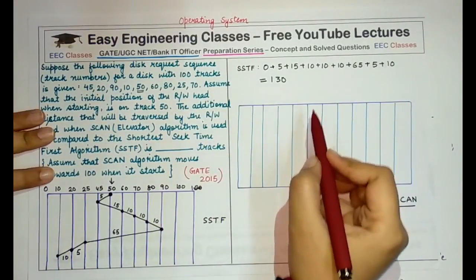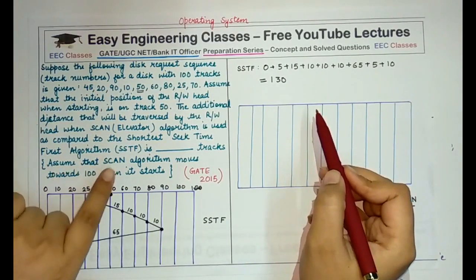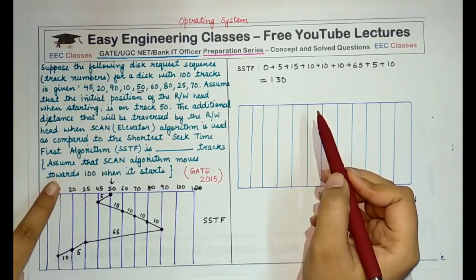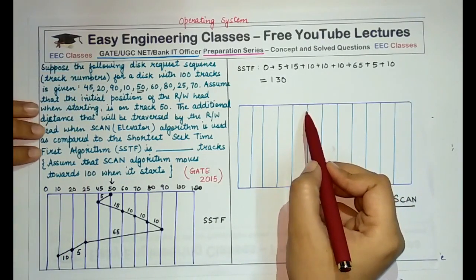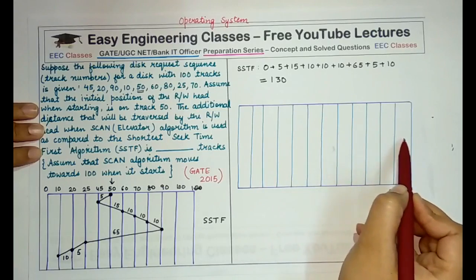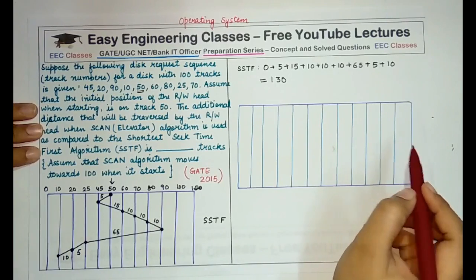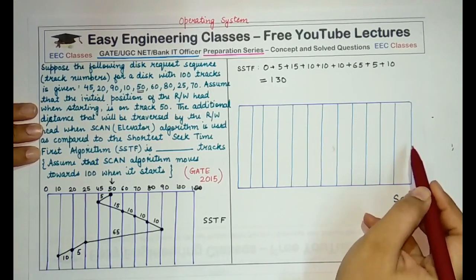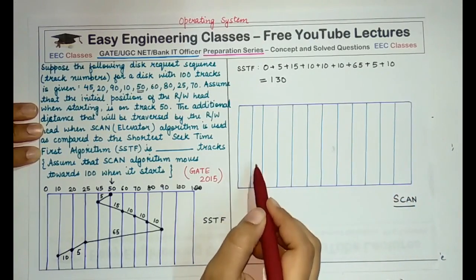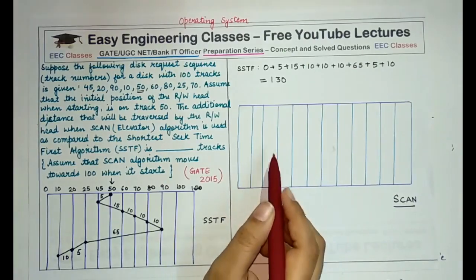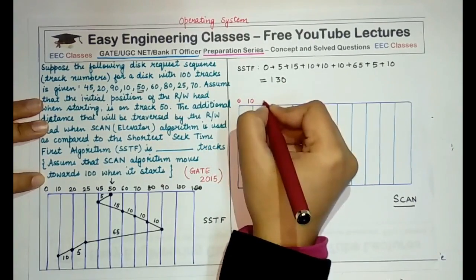Suppose it starts at 50. Since we are told that in the SCAN algorithm we have to move towards 100, it will start from 50, because the current head is at 50, and it will service all the requests while going to one end of the disk, which is 100. It will go to 100 also, to the extreme end of the disk, and then it will reverse its direction and come back till the first request.